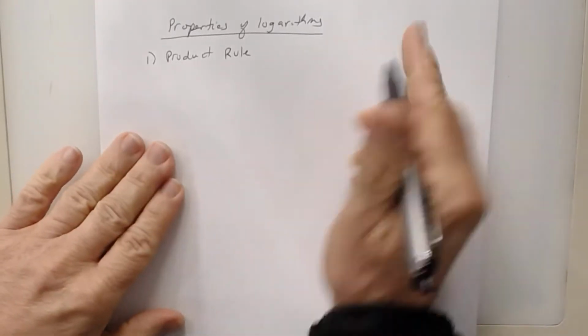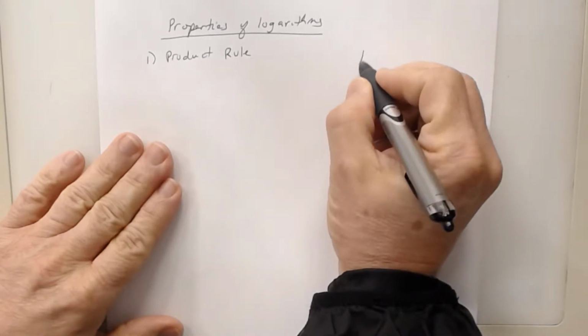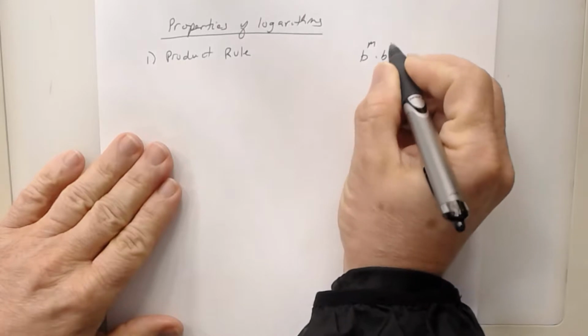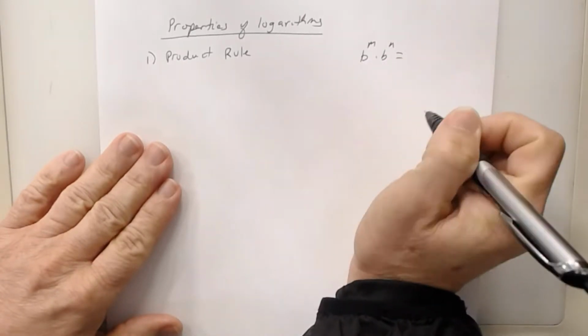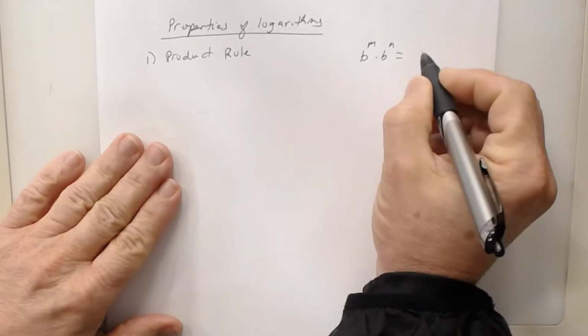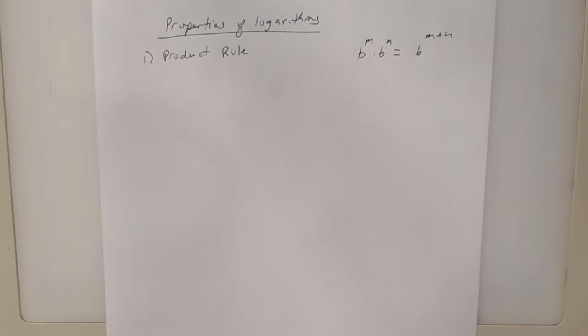Now for exponents, remember, your product rule said this. If you have b to the m power times b to the n power, when you multiply like bases, what do you do with those exponents? You added them. So that would be b to the m plus n. Remember that? That was your product rule for exponents.